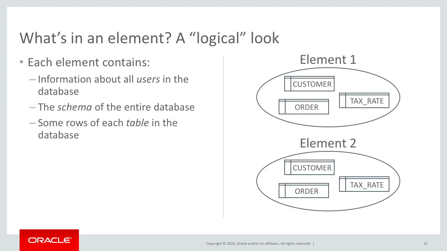Now, from a logical perspective, each element contains a piece of the database. Now, which piece does it have? Well, to start with, each element contains the entire schema of the entire database. So every table in a database is present in every element of the database. Which rows of that table are in each element, we'll talk about in a minute. But the schema is there. All the user information, all the metadata is there. User IDs and passwords, schemas, tables, views, sequences, all the sort of database objects you can create in a database. All of that information is present in every single element.